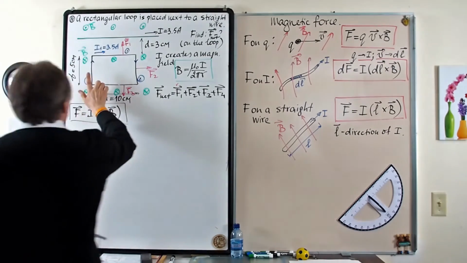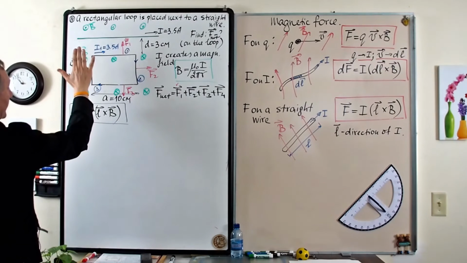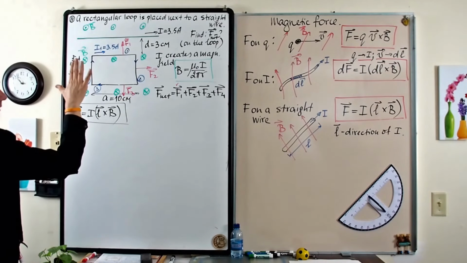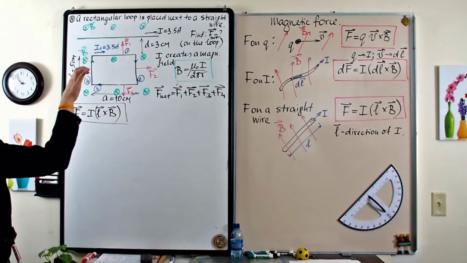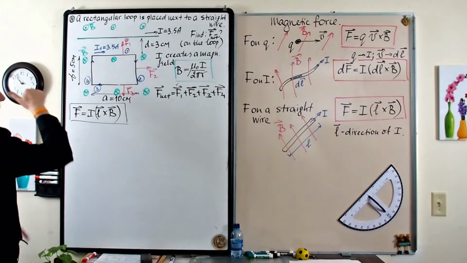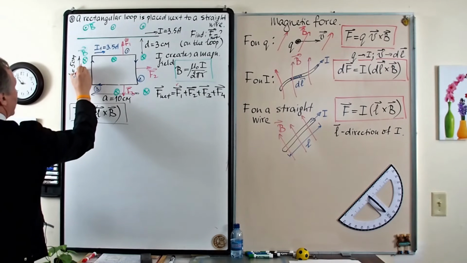Now the last one, F4. Now current goes up. That's the direction of L. So L is up. Then B is into the board. So I have to position my hand like this, so that I can bend my fingers in the direction of the second vector in the cross product. As a result, my thumb gives me the direction of the force to the left. All right, so this will be F4.